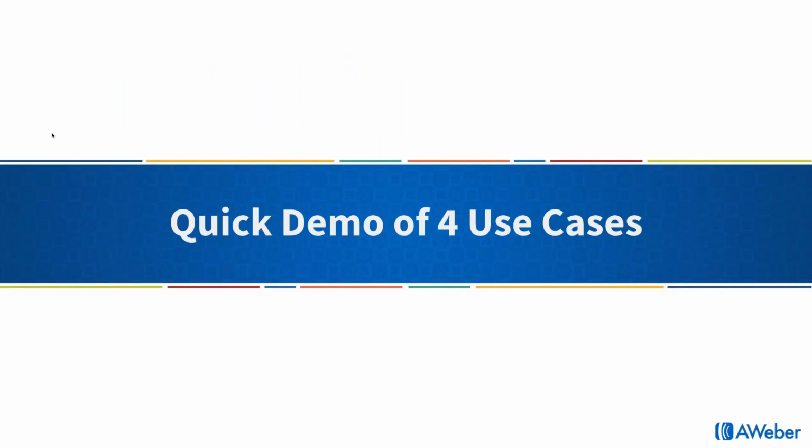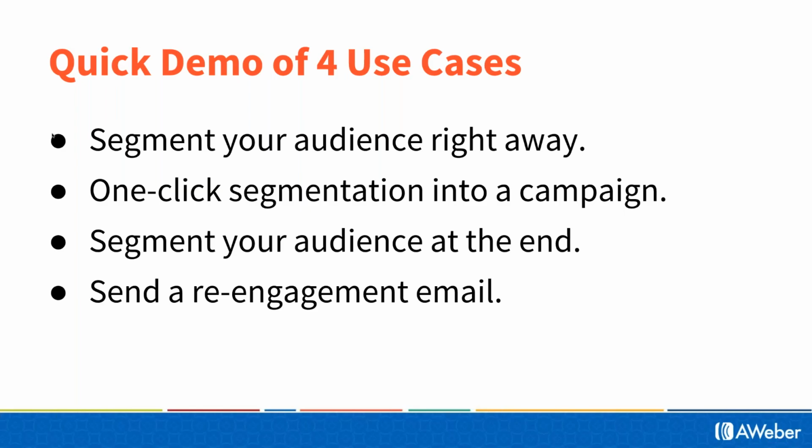So now we're to the point in the webinar where I wanted to go through 4 use cases, and I'm gonna do this jumping back and forth between the presentation here and also the Aweber account. So here are the 4 use cases I want to run through: segmenting your audience right away, and then one-click segmentation into a campaign, followed by segmenting your audience at the end of an email campaign, and then lastly, sending a re-engagement email based on the tags that are being applied to your subscribers.